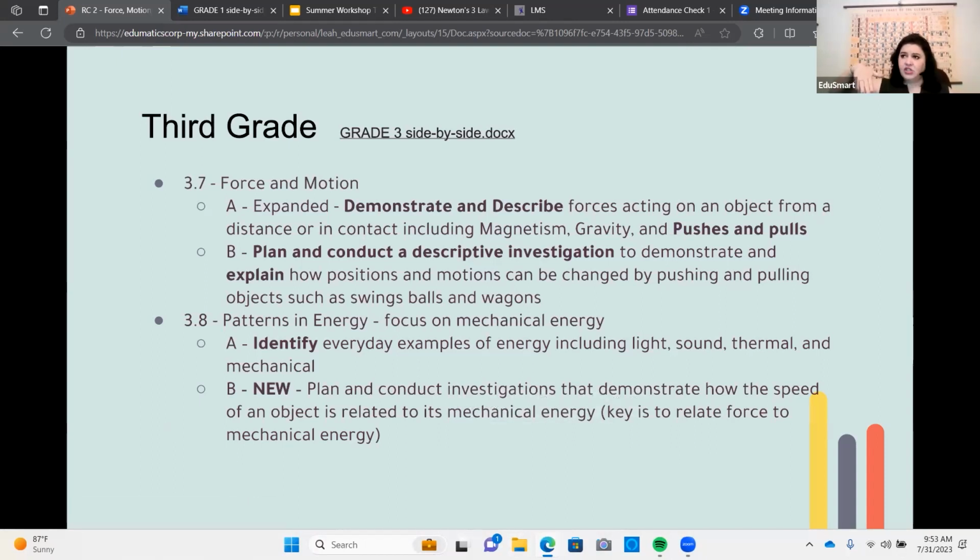Ramps, so different levels of ramps. When I have a ramp that is really high, it's going to make my car go much faster, have more speed, than if my ramp is low. It's not going to have nearly as much speed. Now, they don't have to put numbers to it at this point. They just have to describe. So it helps, more speed, less speed, relative terms as opposed to actual measurements.